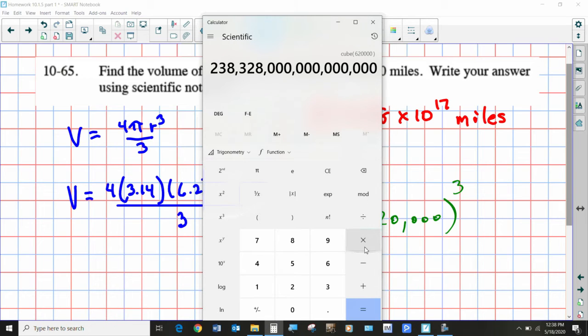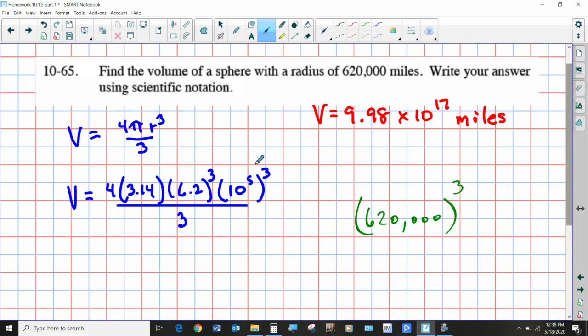Now you multiply that times pi. Then you multiply that times 4. Then you divide that by 3. And yeah, good luck converting that to scientific notation or writing that out. So honestly, understanding how scientific notation works and using your exponent rules to solve this problem does make life easier once you know what you're doing.